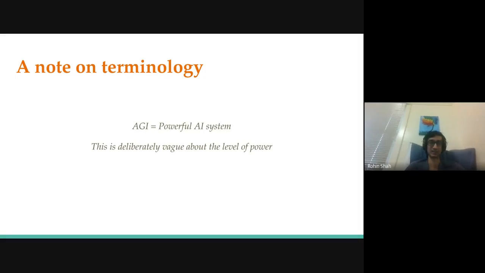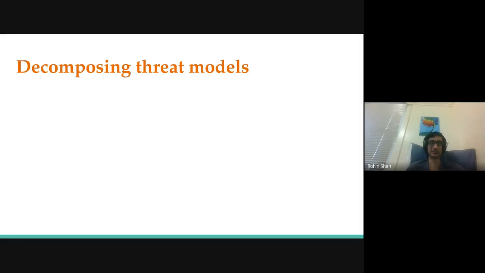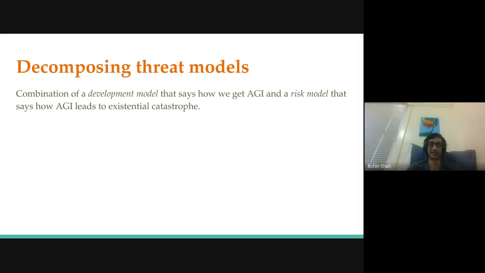Cool. So what is a threat model? I think of a threat model as a combination of two things. First, there's a development model that says, what technically do we do in order to get AGI? What code do we write down? Are we using neural networks? Are we doing something else entirely? Is it GOFAI perhaps? That part is a story for how we get from today to a world with AGI or powerful AI systems in general.